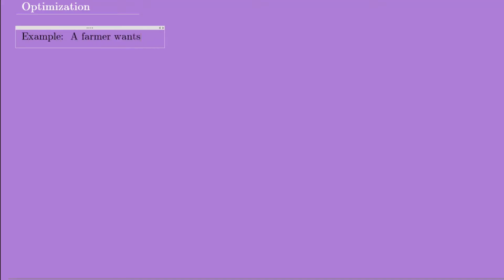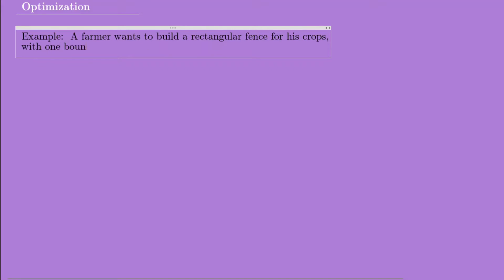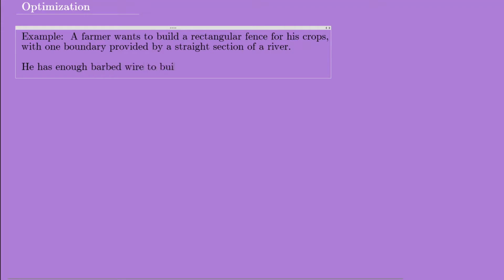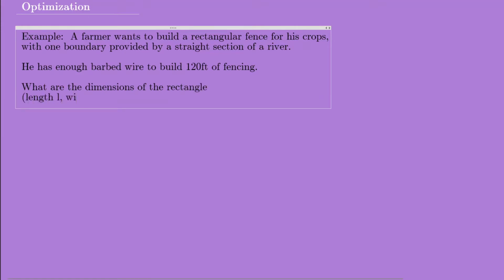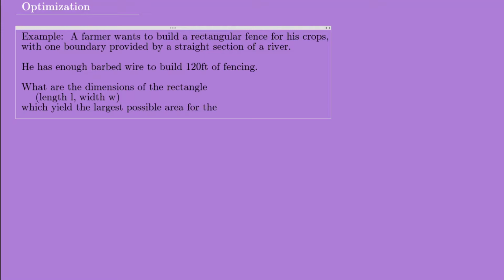Example. A farmer wants to build a rectangular fence for his crops, with one boundary provided by a straight section of river. He has enough barbed wire to build 120 feet of fencing. What are the dimensions of the rectangle, length L, width W, which yield the largest possible area for the crops? Wait, what? Where do we even begin?